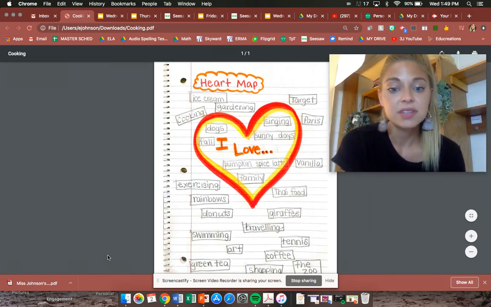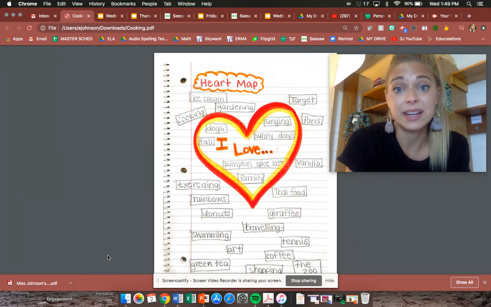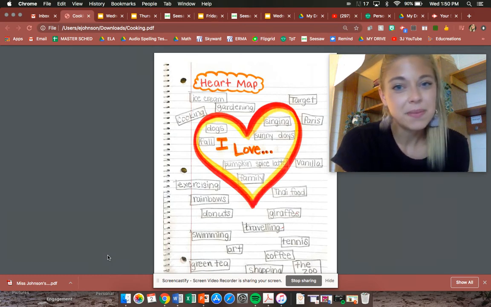All right, notice how I used my best handwriting and you can clearly read it. That is extremely important because I'm going to have you take a picture of your heart map and send it to me through Seesaw when you're finished. And if you don't write very nicely, then I'm not going to be able to read it. And that's really important for me because I want to know what you love.